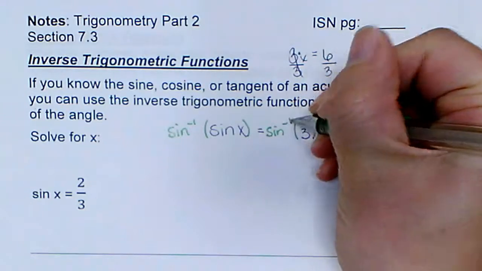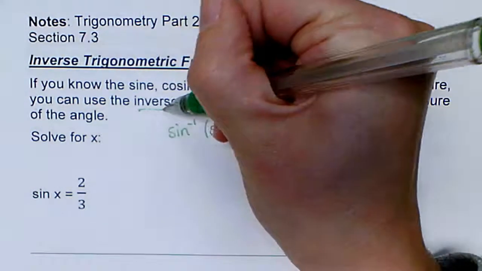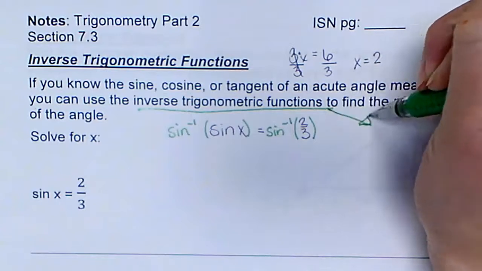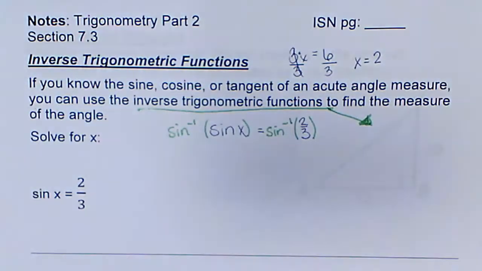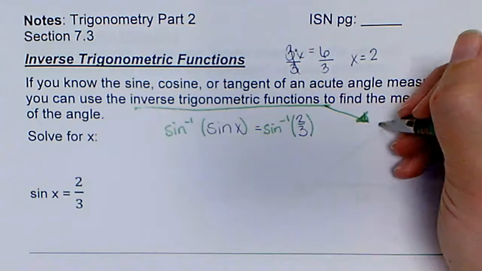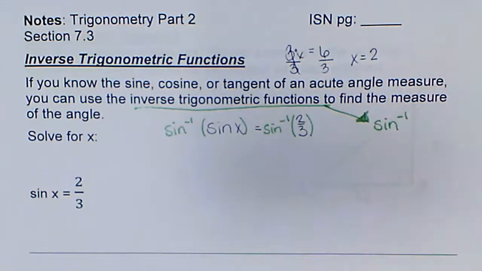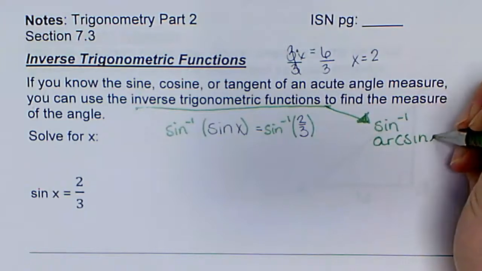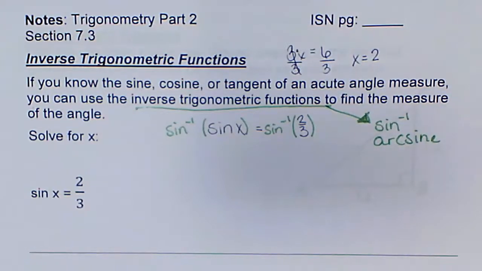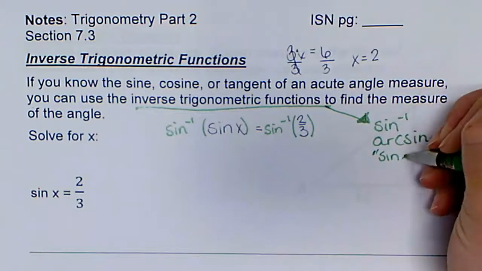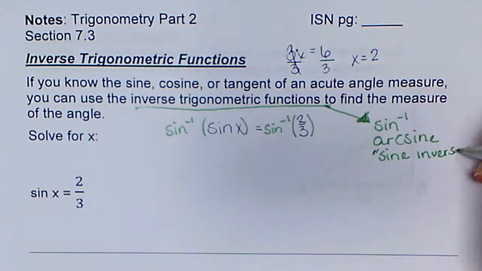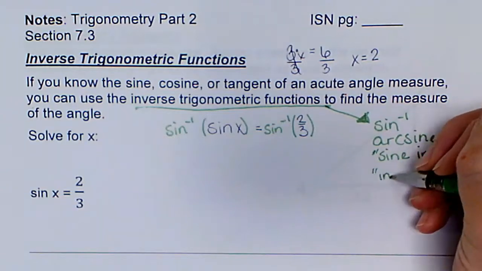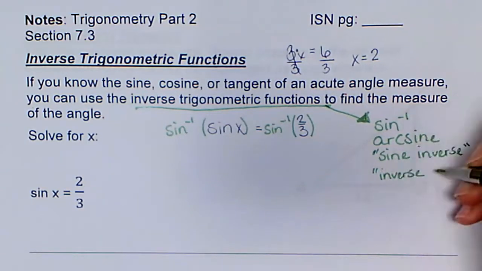Sine inverse. Now, this inverse trigonometric function for sine can be said or written several different ways. So when you write it, it can look like this. It can also look like this. We can say sine inverse, and we can also say inverse sine. So these are all acceptable ways to label or say the inverse sine function.